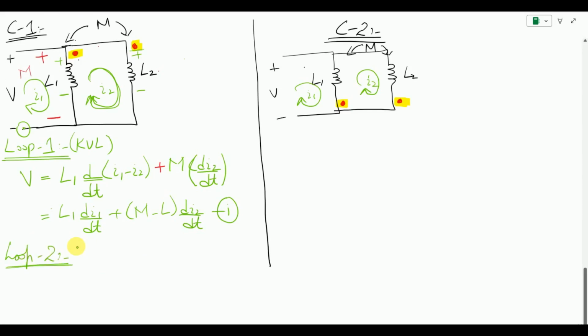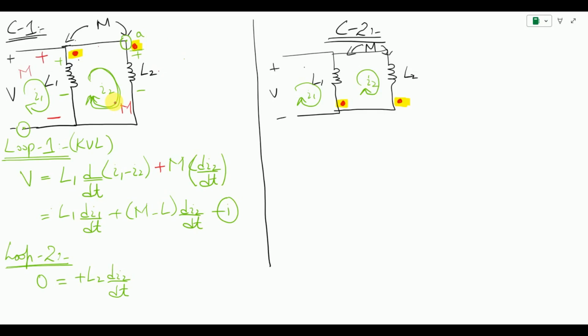So for loop 2, let us say there is no voltage source, so I can directly write 0 equals to, and I'm starting from this node. For the inductor I will have plus L2 di2 by dt. Now I want to know what is the effect of mutual coupling M coming from the first inductor. So I want to know what is the sign for M over here.